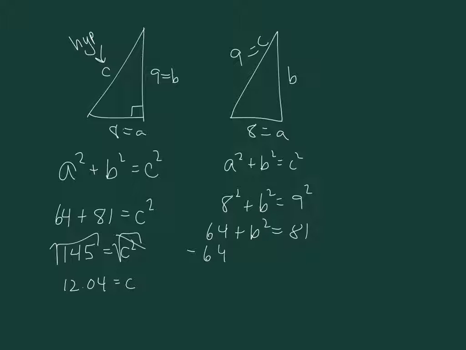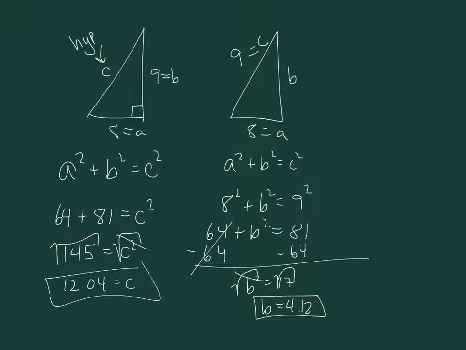Here I'm going to subtract 64 from both sides to get to the end. And 81 minus 64 is 17, so B squared equals 17, and I square root both sides in order to get rid of the square, and the square root of 17 equals 4.12, so B equals 4.12. So there's my answer for that one.